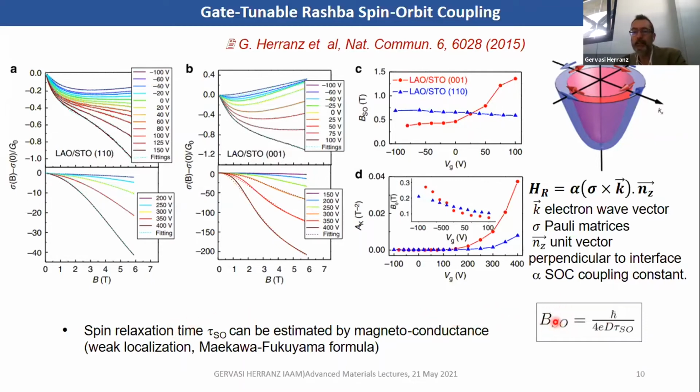And what we did is to extract the effective magnetic field due to this spin orbit interaction, studying the weak localization using the Maekawa-Fukuyama formula, analyzing these magnetoconductance experiments with this, and we could extract this parameter that relates to the spin orbit coupling as a function of the gate voltage, and we see that whereas in 110 orientation there is a weak dependence on the gate, for 001 direction, the spin orbit strength can be largely modulated.